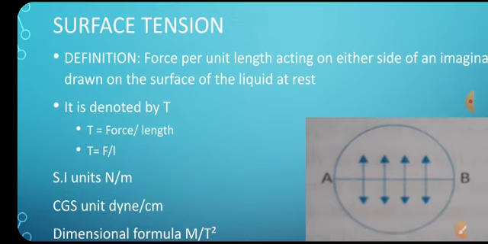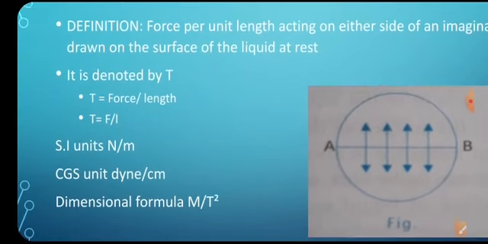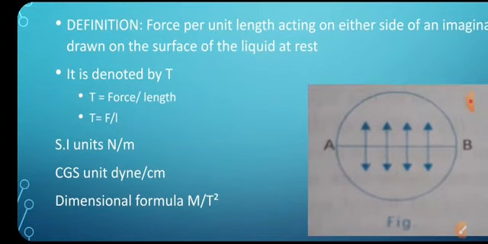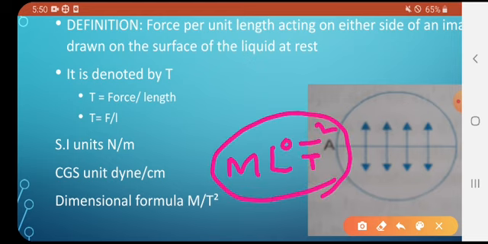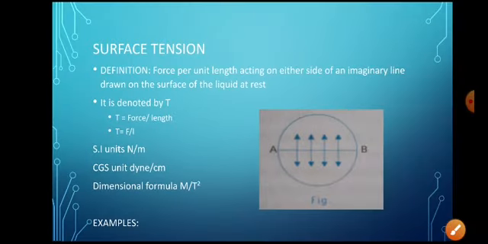Surface tension is denoted by the capital T. So surface tension equals force by length, the force acting per unit length. So T equals F by L. The SI unit for surface tension is newtons per meter, the CGS unit is dynes per centimeter, and the dimensional formula is M L^0 T^-2.